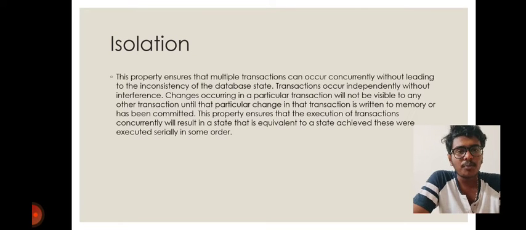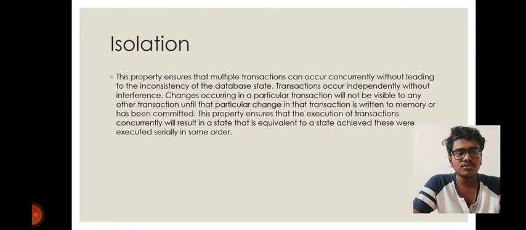Isolation. This property ensures that multiple transactions can occur concurrently without leading to inconsistency of the database state. Transactions occur independently without interference. Changes occurring in a particular transaction will not be visible to any other transaction until that particular change in the transaction is written to memory or has been committed. This property ensures the execution of transactions concurrently will result in a state that is equivalent to a state achieved if these were executed serially in the same order.